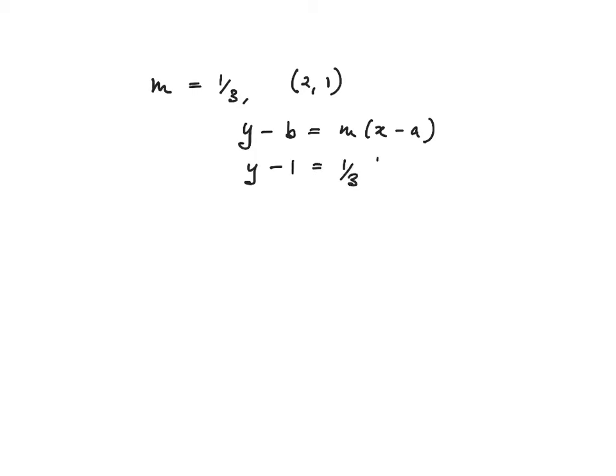So we have m equals 1/3. And we have the point 2, 1. So to work out the equation of the tangent, it's y minus 1 equals 1/3 (x minus 2). We'll multiply by 3, and that's 3y minus 3 equals x minus 2.